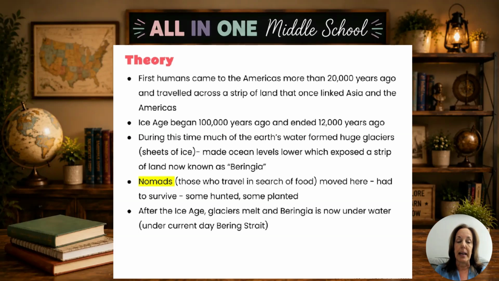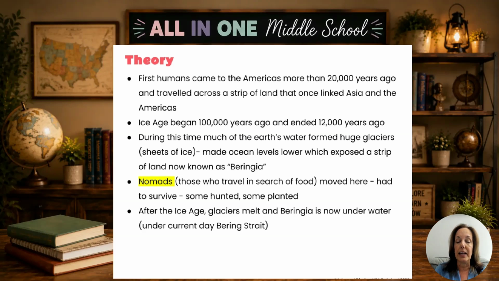The Ice Age began 100,000 years ago and ended 12,000 years ago. During this time, much of the Earth's water formed huge glaciers, which are sheets of ice, which made the ocean levels lower, which exposed a strip of land now known as Beringia. Nomads, which are people who travel in search of food, moved here. They had to survive, so some hunted and some planted.